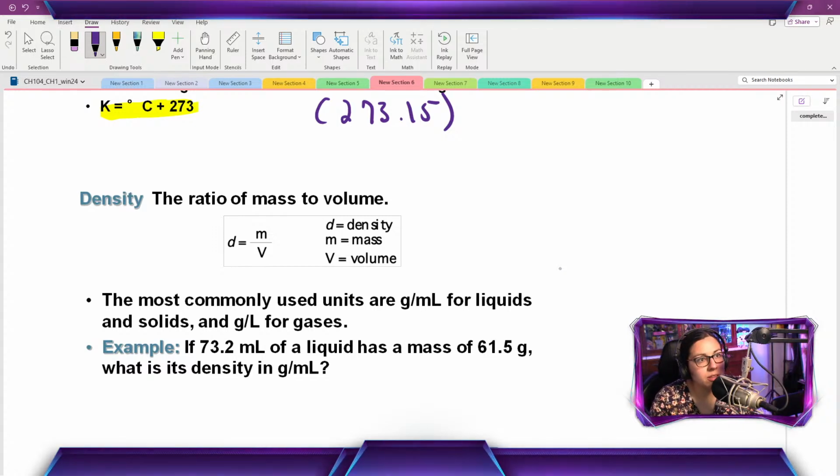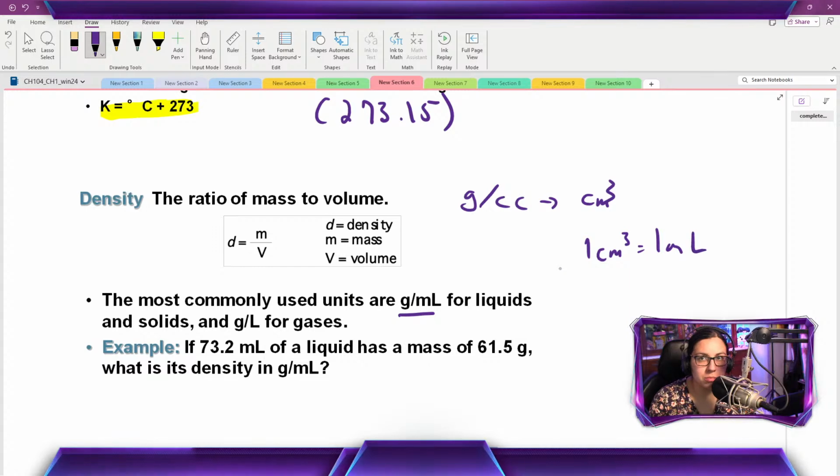And so that means the units that we'll see could be grams per milliliter. You might also see grams per cc, which is just cubic centimeters, so centimeters cubed. And 1 centimeter cubed is also 1 milliliter. So that may be useful.